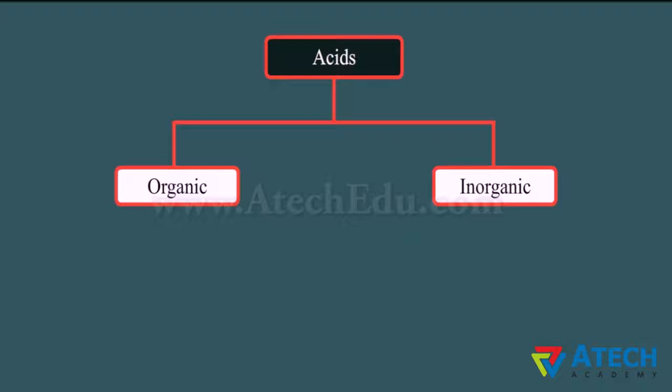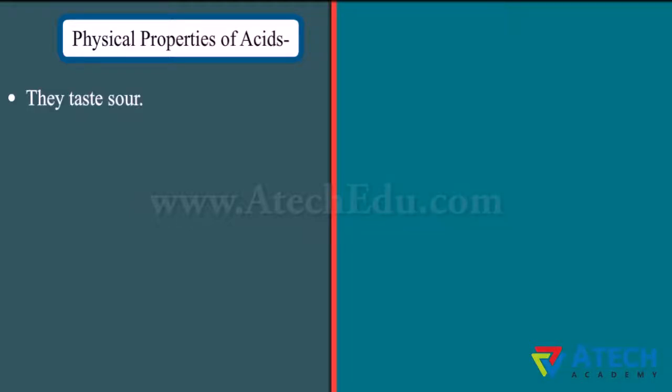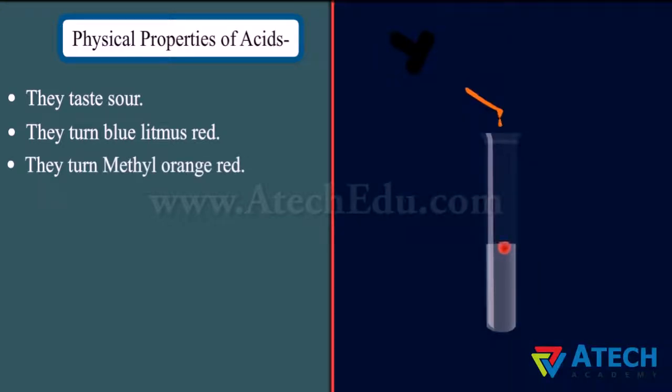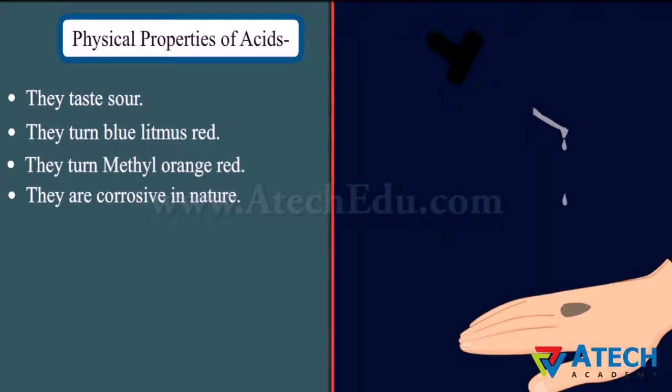Let us see some physical properties of acids. Acids taste sour. They turn blue litmus paper red. They turn methyl orange solution red. They are corrosive in nature and shall be used with caution. They are good conductors of electricity.